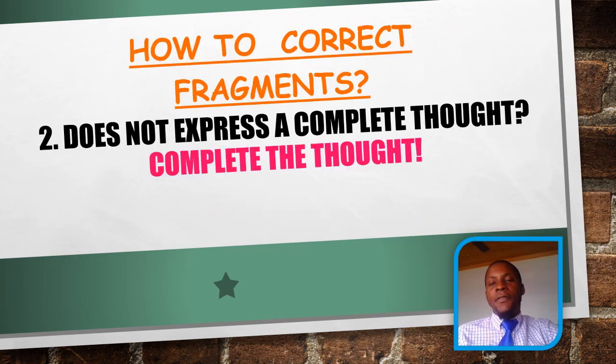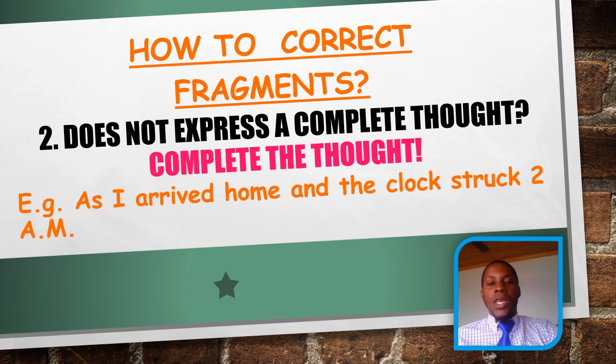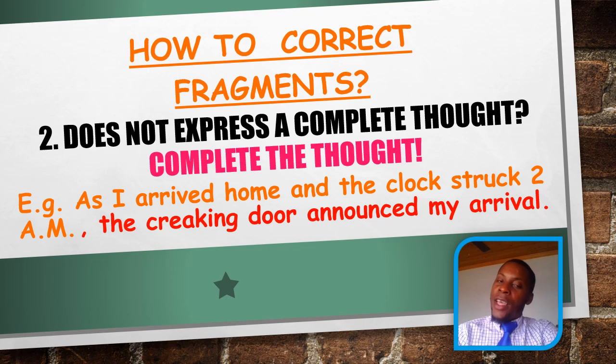So if you have identified that you have a fragment because it's an incomplete thought, then what are we going to do? Complete the thought. That's correct. So let's look at this example. As I arrived home and the clock struck 2 a.m. Yeah, I know you're thinking, what happened? That's because it's an incomplete thought. So what can we add? As I arrived home and the clock struck 2 a.m., the creaking door announced my arrival.